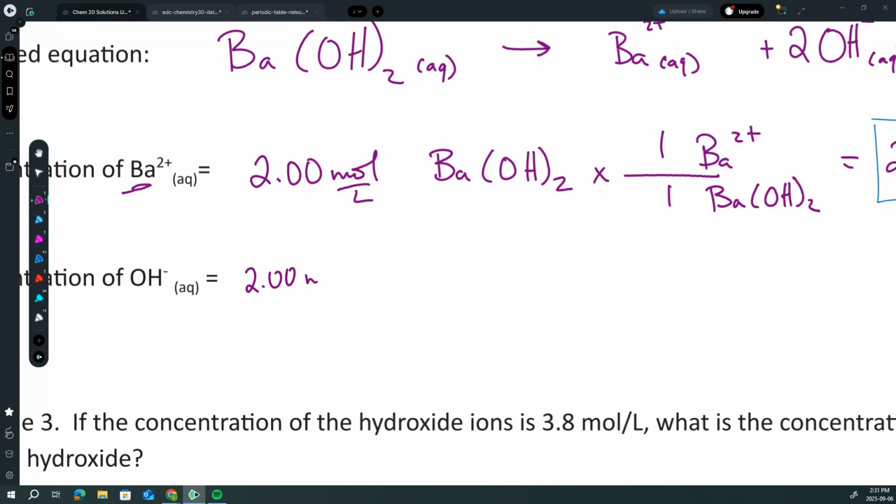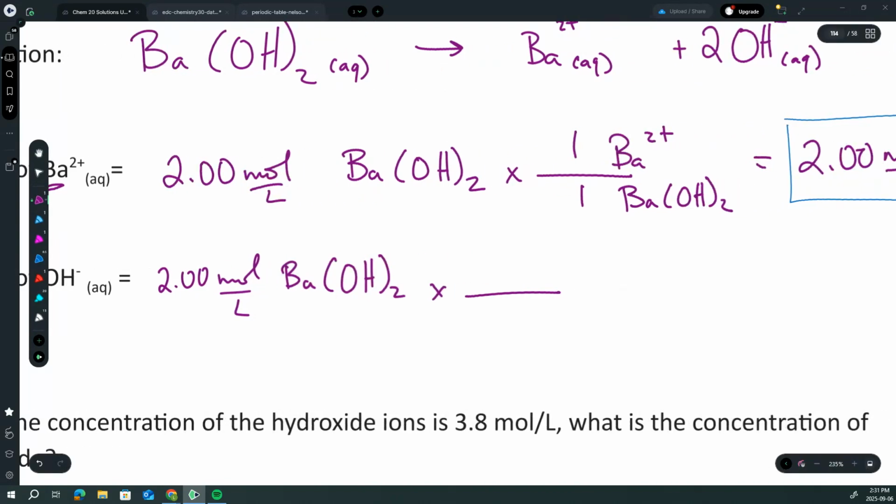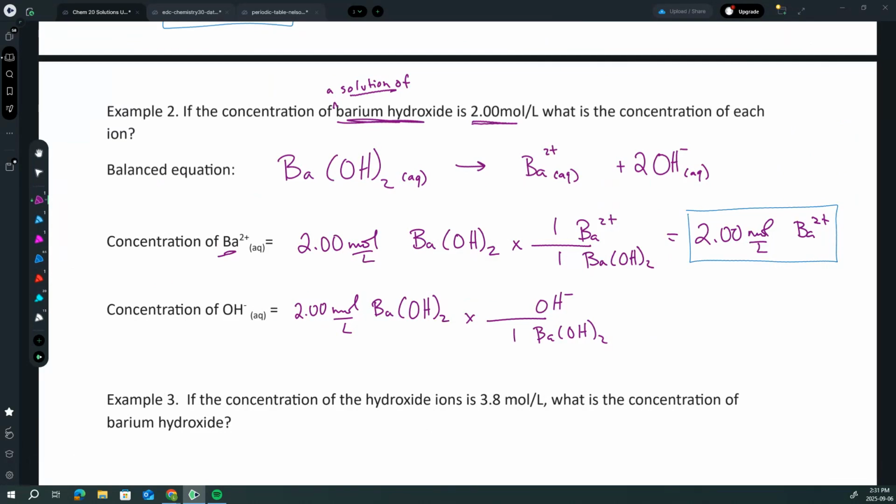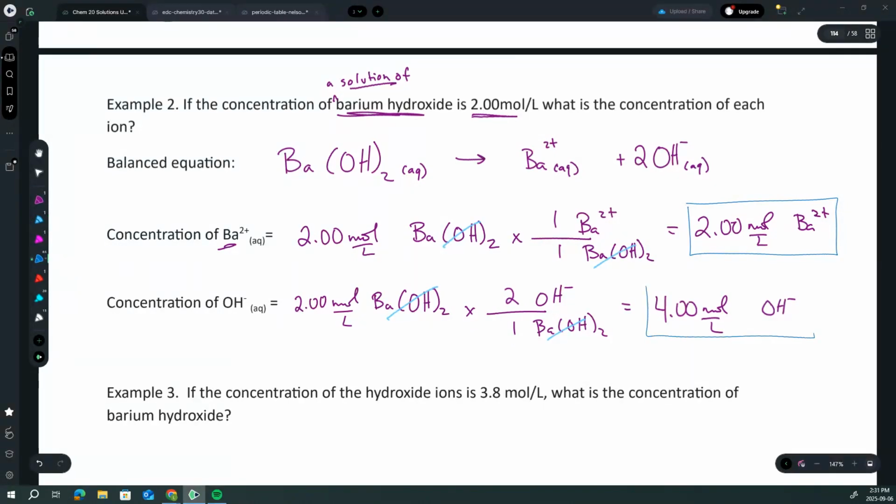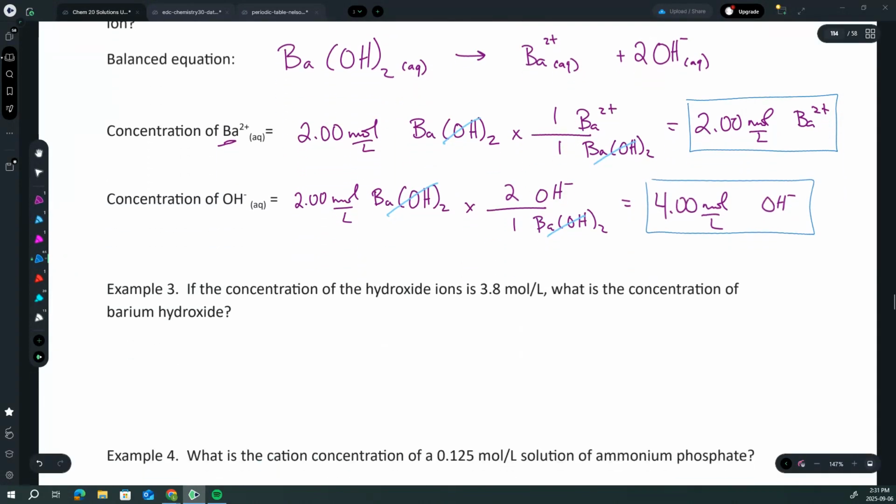So 2 mole per liter barium hydroxide times by fraction sign. So we're given barium hydroxide. We want hydroxide, so we got a 1 coefficient there, 2 coefficient there. So we're going 2 times 2 divided by 1, which is going to equal 4 mole per liter of hydroxide ions. Okay, and those cancel out, same with those. And that's already in the correct amount of sigdigs. So we are done there.